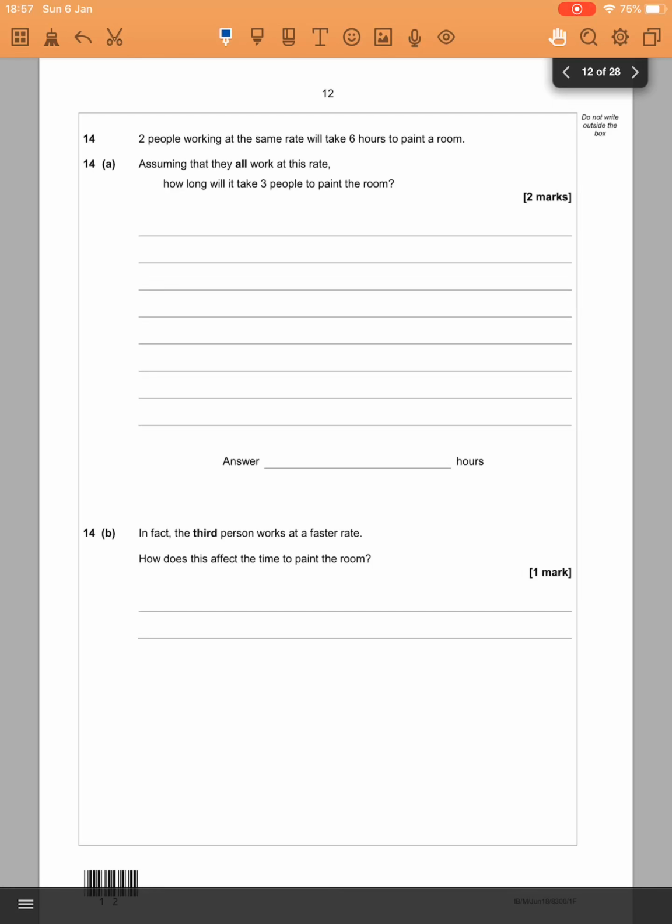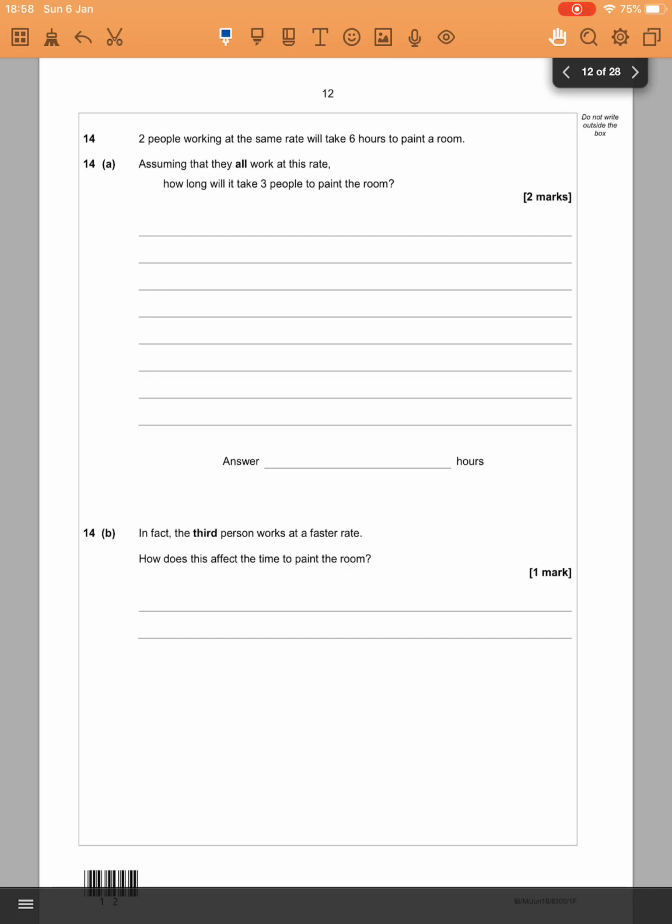What we could work out first of all is how many hours of work there are to do. So if 2 people are working and it takes 6 hours to paint a room, then how long would it take for 1 person to paint the room? Then you know how many hours work there are to do altogether, and you can split those hours between the 3 people. So have a think about altogether how many hours of work have to be done if just 1 person is painting the room. And you can figure that one out.